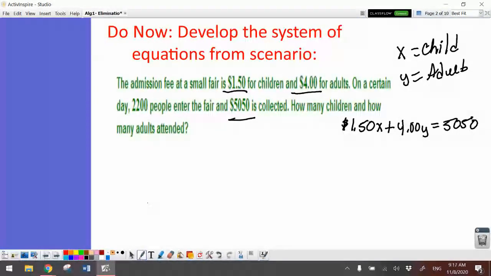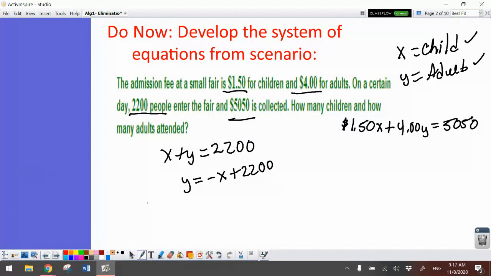My second equation has to do with people. Well, what kind of people came to the fair? I do know that x is children and y is adults. So if I don't have any other numbers given other than a total, my equation is always going to be x plus y. It's always going to be x plus y if they don't give me any other numbers. So this one's pretty easy. I know y is going to equal negative x plus 220.